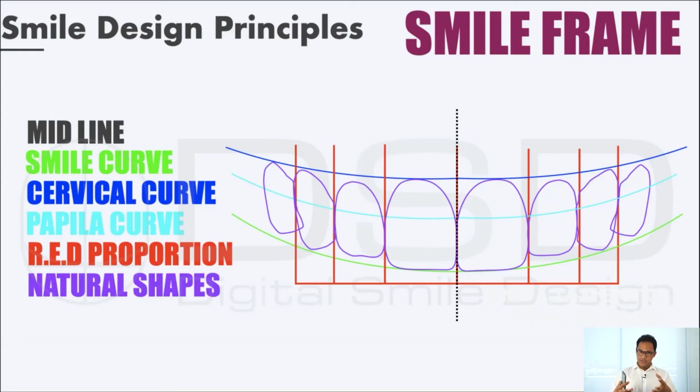And once you understand how to analyze those components, in the app, you will find what we call the wireframe. And the beauty of this wireframe is that every line has some dental science behind it, such as the midline, smile curve, cervical curve, papilla curve, red proportions, and natural shapes. And as you are designing, you will be training your eyes on how you should be proceeding with the treatment plan based on the final result that you created.